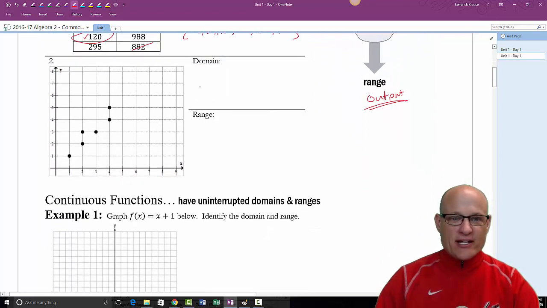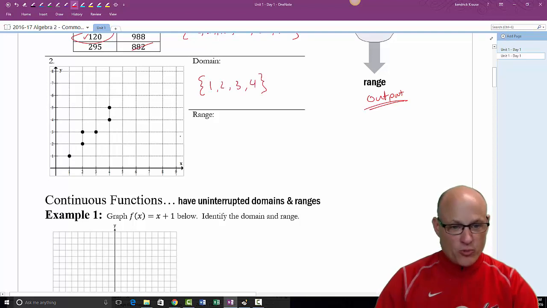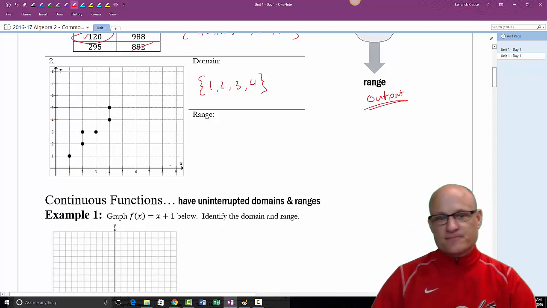All right, so the domain here, we've got to list out all the x values. So 1, 2, 3, and 4. That's it. Now, the reason I didn't list out 5, 6, 7, 8 is because there's no points up here. So I can't list out 5, 6, 7, 8.